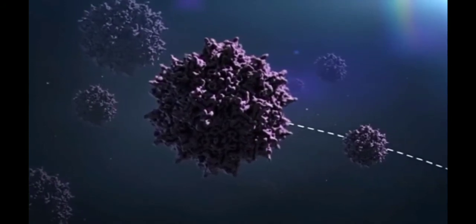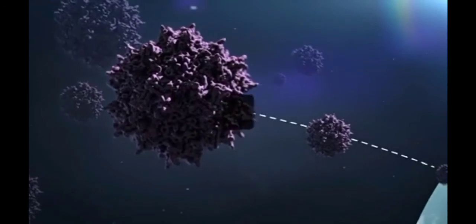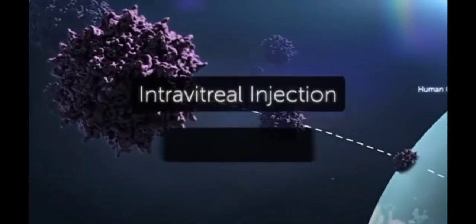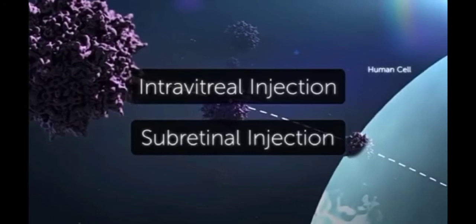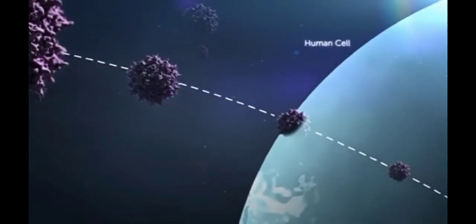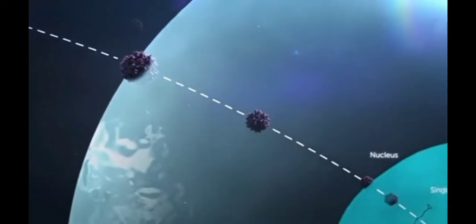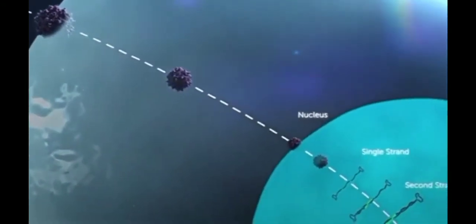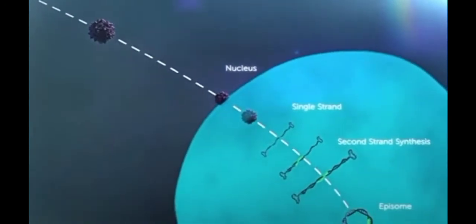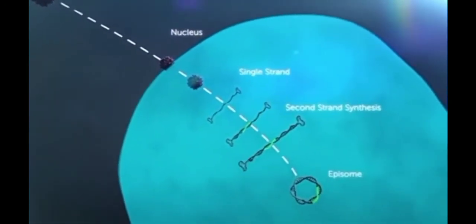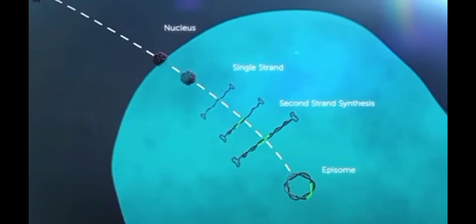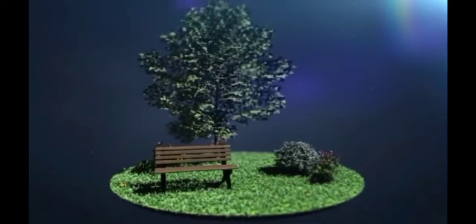AAV vectors are delivered to cells in the retina by routine ophthalmic delivery methods, such as intravitreal or subretinal injection. Once administered, AAV vectors enter the patient's cells and deliver a copy of the functional gene directly into the nucleus. Once inside the nucleus, the functional gene can support the production of the normal protein and correct the underlying cause of the disease. Genetic defects in the eye can cause vision loss or blindness, and gene therapy can provide a long-lasting therapeutic benefit.